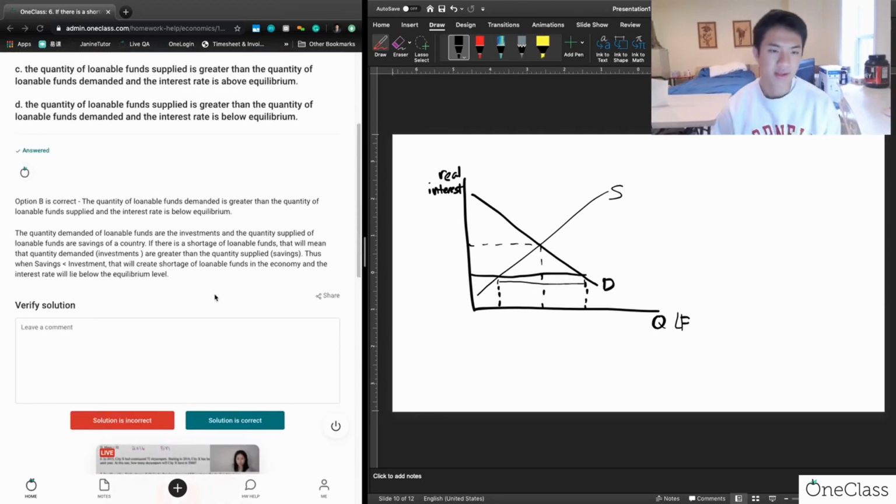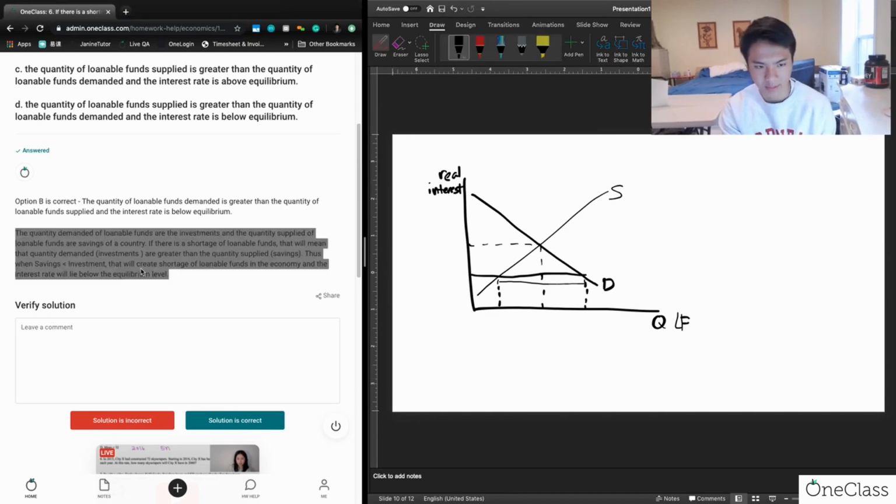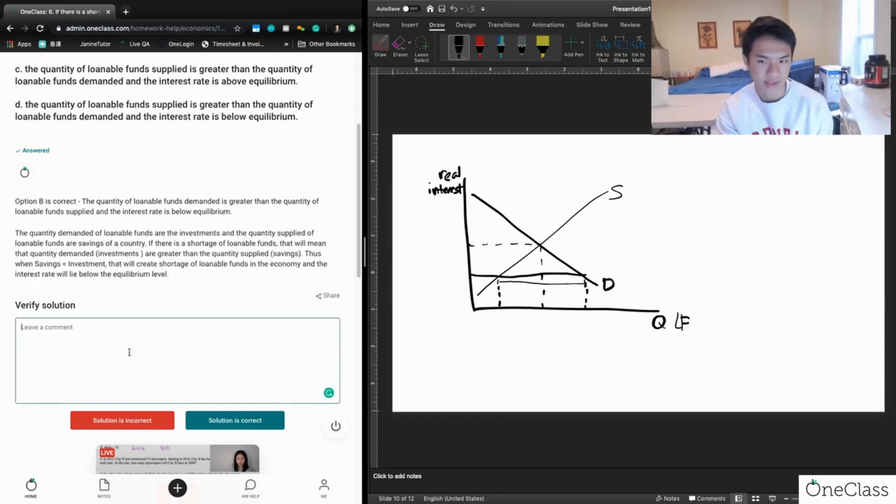The answer choice says option B is correct, and that's true. The quantity of loanable funds demanded is greater than the quantity of loanable funds supplied, and the interest rate is below equilibrium. The quantity demanded of loanable funds are investments, and the quantity supplied of loanable funds are savings of a country. And yes, that's correct. If there's a shortage of loanable funds, that will mean that quantity demanded, investments, is greater than quantity supplied, right? Thus, when savings is less than investment, that will create a shortage of loanable funds in the market, and the interest rate will lie below the equilibrium level. And so the only issue here is that it just says that interest rate will lie below the equilibrium level, and we can provide a slight explanation for that.